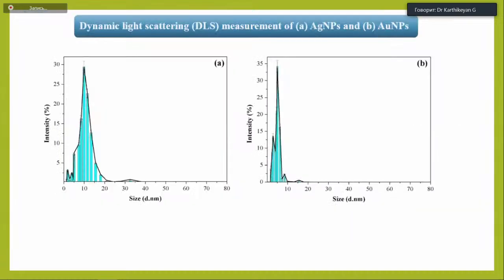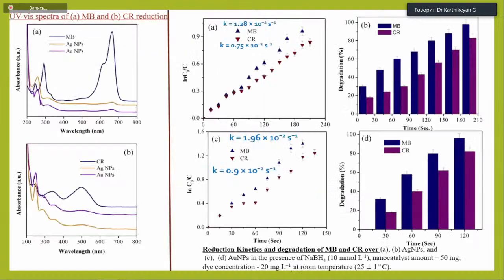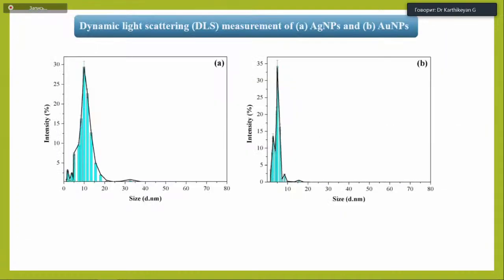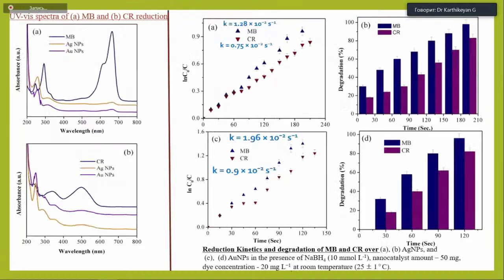In addition to TEM, the dynamic light scattering assessment shows the same average particle size, 7 to 9 nanometers, for the silver and gold nanoparticles. As far as nanotechnology is concerned, the smaller the size, the better the properties. But this fabricated nanoparticle catalyst is biosynthesized without any byproducts and gives good reaction properties.